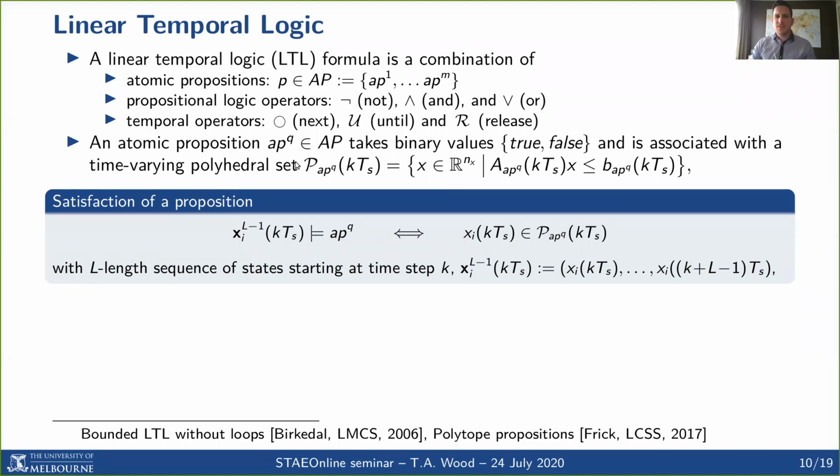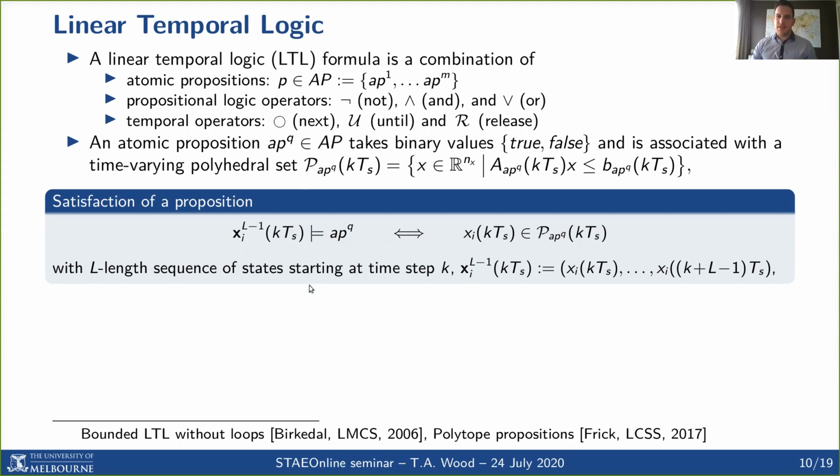So an atomic proposition is a statement that takes binary values, so it's either true or false. And in our case now, we say there's a corresponding polyhedral set in the state space, where the statement is true if the state lies within this polyhedral set, and it's false if the state does not lie in this set.